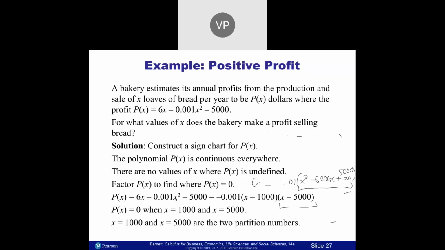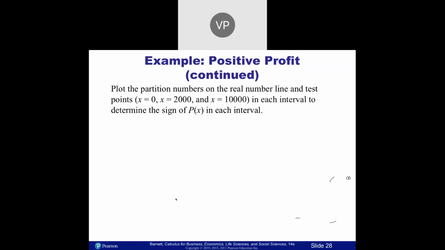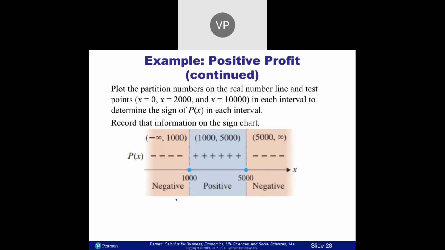Okay, so now those are the partition numbers. Remember, where the graph is discontinuous, well, there weren't any of those, but where the graph equals 0, there are 2 of them. Those are my partition numbers. So we're going to make a number line, and we're going to have the 1,000 and the 5,000, and what happens is, and they didn't show this either, but we're going to find a number in the middle. We're going to test something in here. We're going to test something over here. We're going to test something over here.